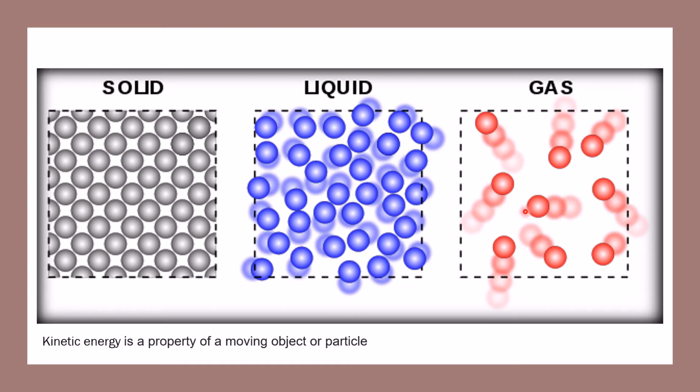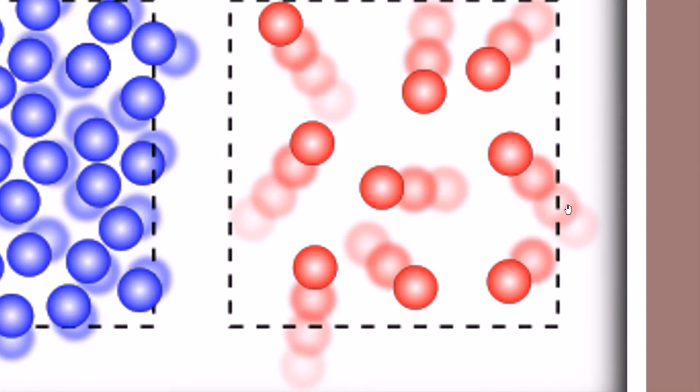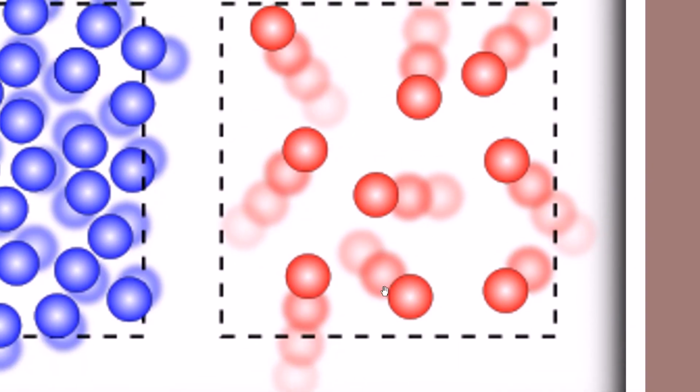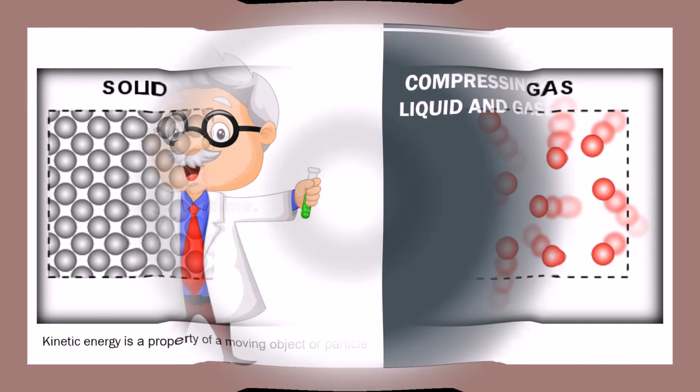And in gas, there's absolutely no pattern because you can see that in gas, they are all roaming around everywhere. You can see, they're not even touching each other because the particles are very, very far apart in gas. So let's learn about the next slide.